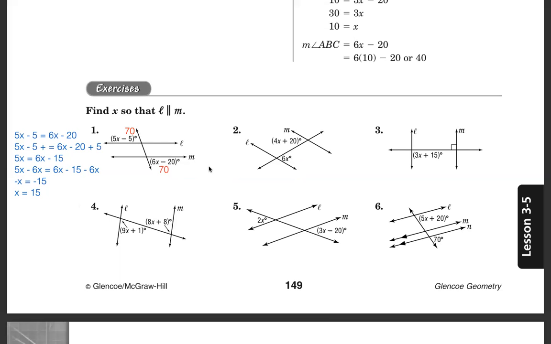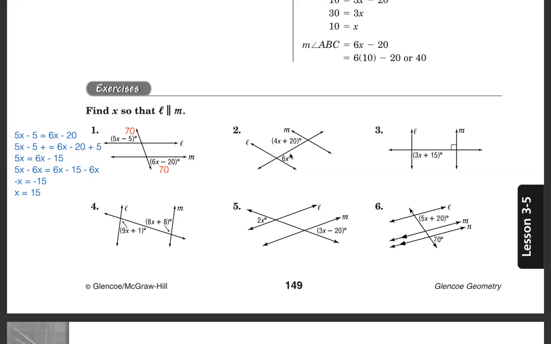Okay, so going back, we have reviewed what we do with the two equations. Since they're alternate exterior, we put an equal sign between them. Okay, so what about number 2? What will be the equation for number 2? We have 4x plus 20 for this angle. 6x is over here. What kind of relationship exists between them? 4x plus 20 and 6x.